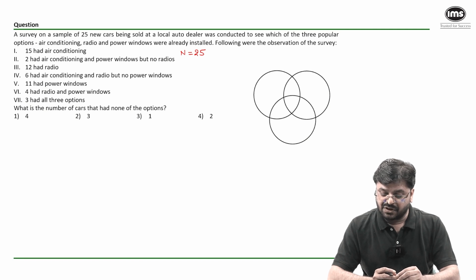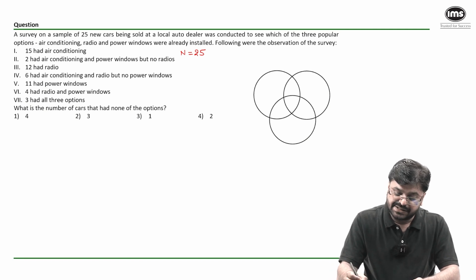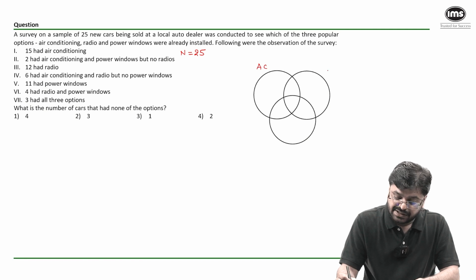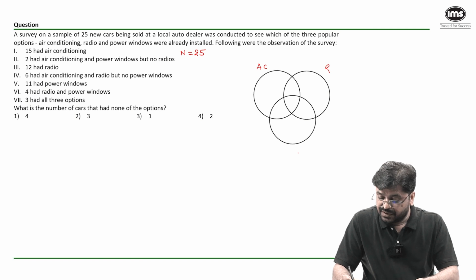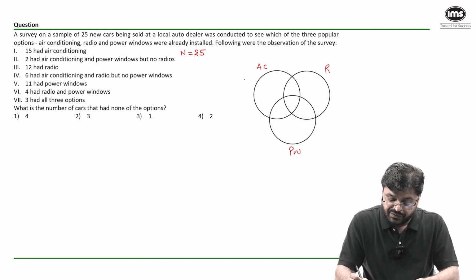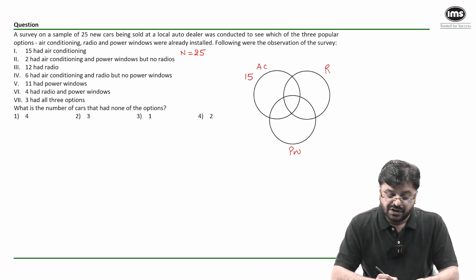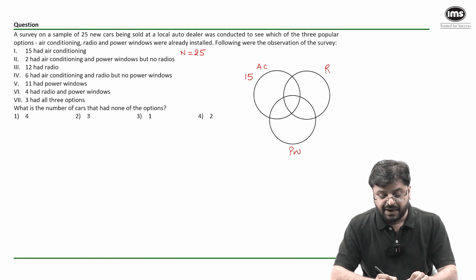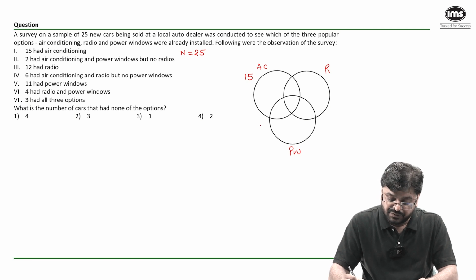Following were the observations of the survey. 15 had AC. So let's write AC, radio, and then power window. So 15 had AC. This is the complete set which contains AC. 2 had AC and power window, but no radio. AC and power window both, which means we are talking about this part. This is AC and power window, but no radio, means this part we are talking about. So this is 2.